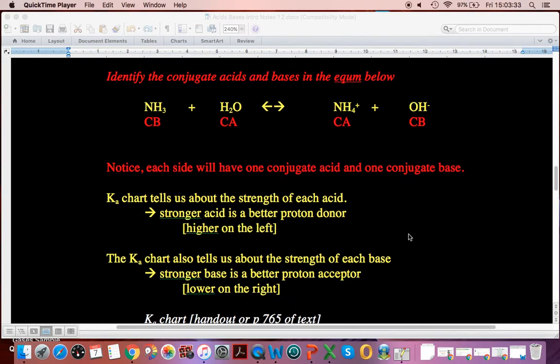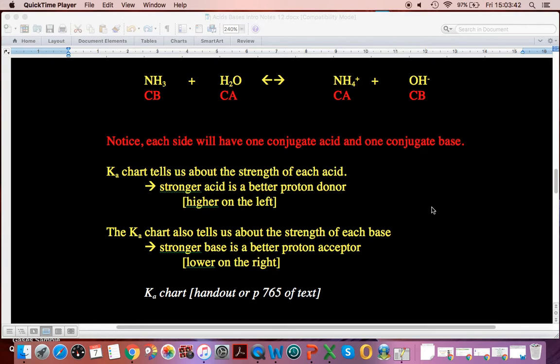The K chart is going to tell us about the strength of each acid, and that will also allow us to predict reactions. So a stronger acid, as we come down, is higher up on the left, and if we're looking for a stronger base, it's lower on the right, and you have a K chart in your textbook and the K chart that I've put in your package.